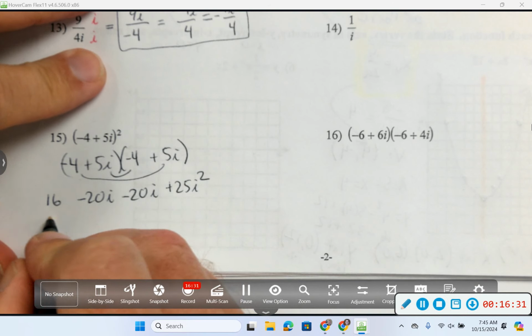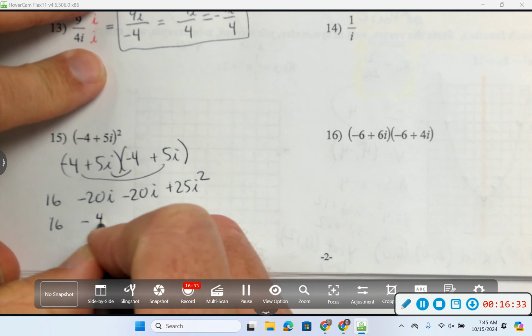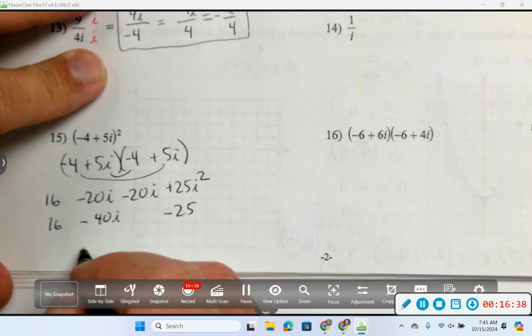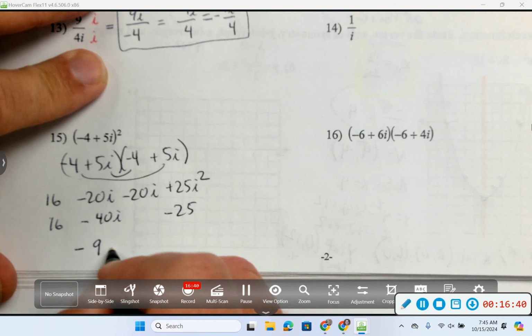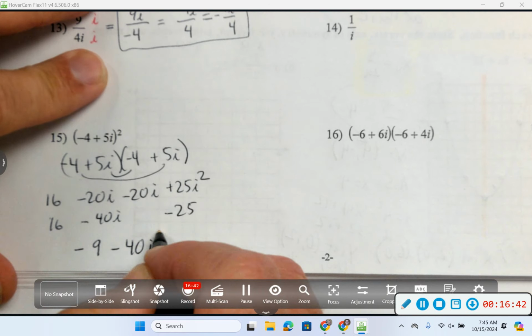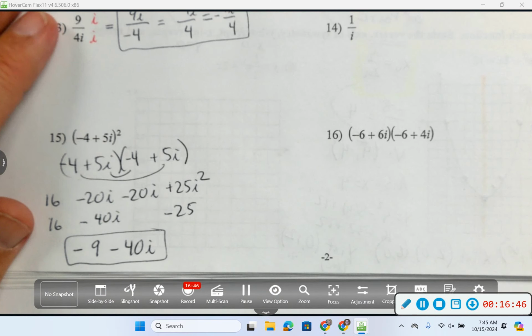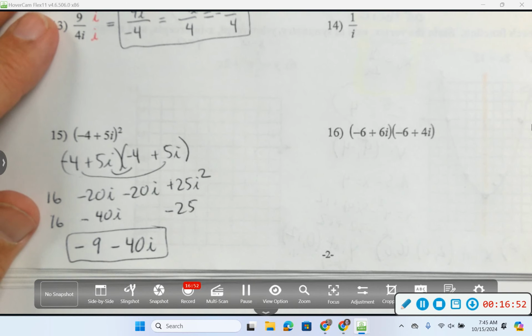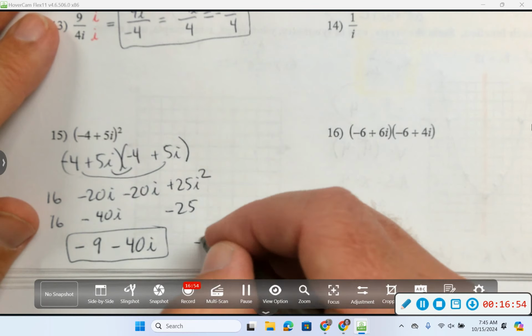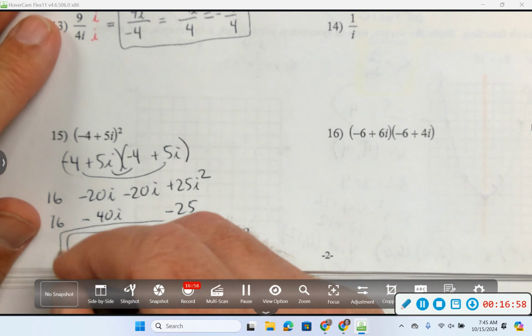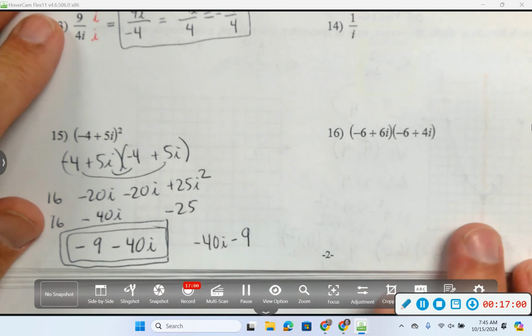So 16, I'll show it. 16 minus 40i minus 25. That would be negative 9 minus 40i. If you wrote negative 40i minus 9, that would be okay, but we usually like the real part first. So I wouldn't mark it wrong, but this one is preferred.